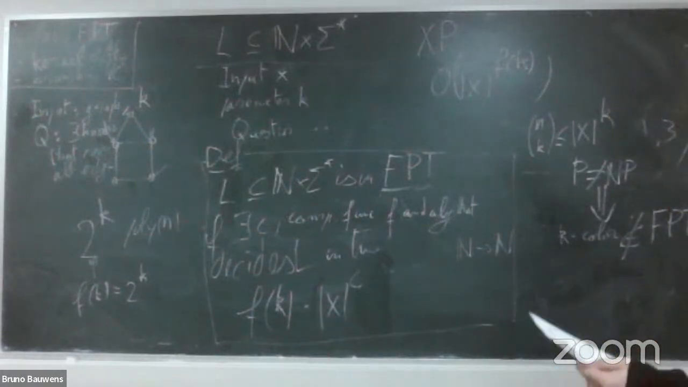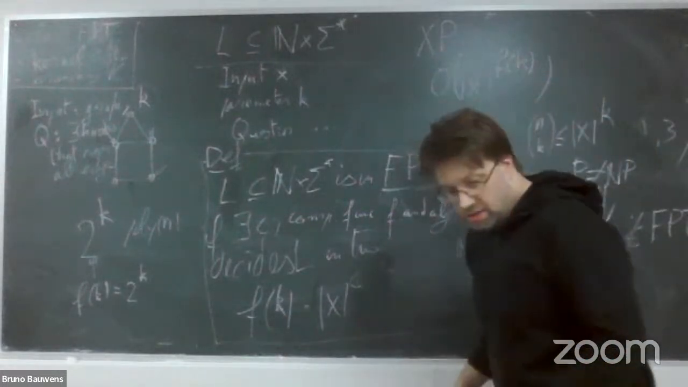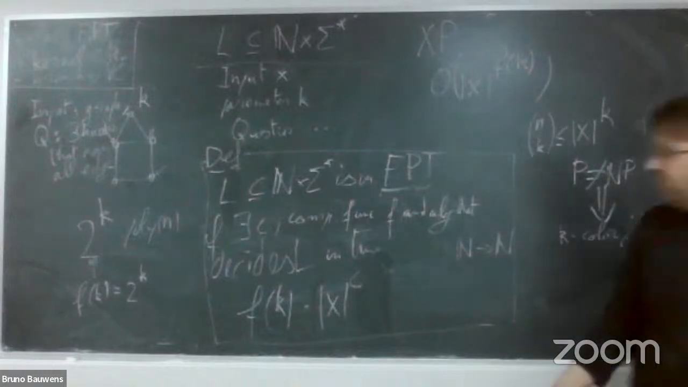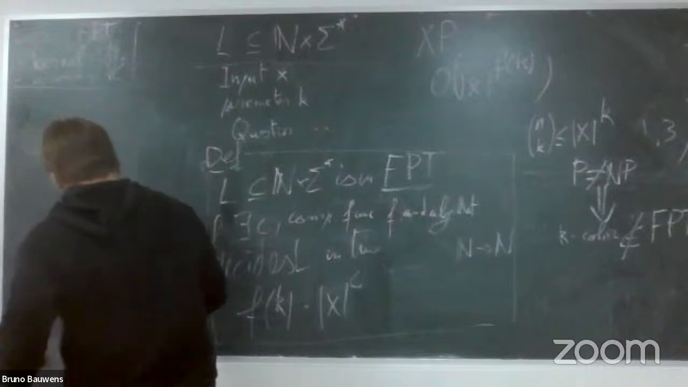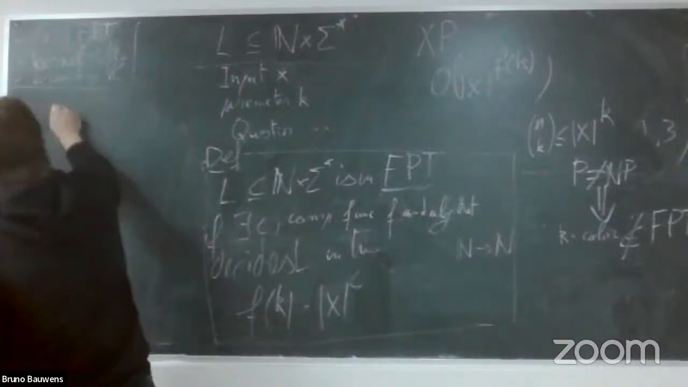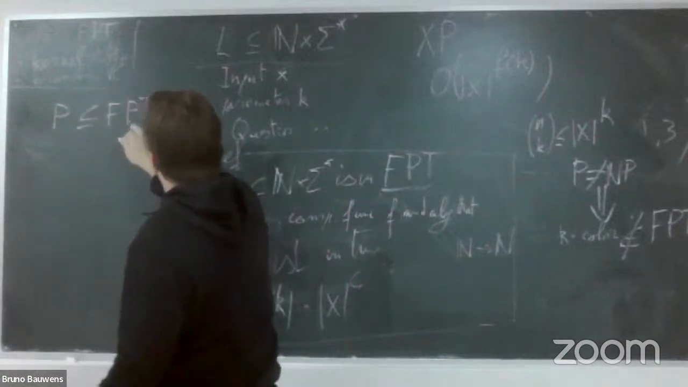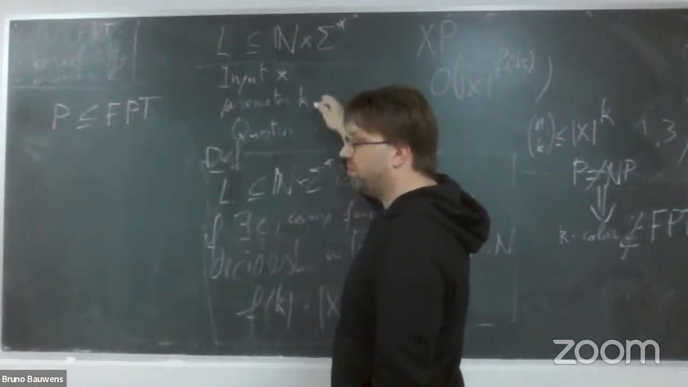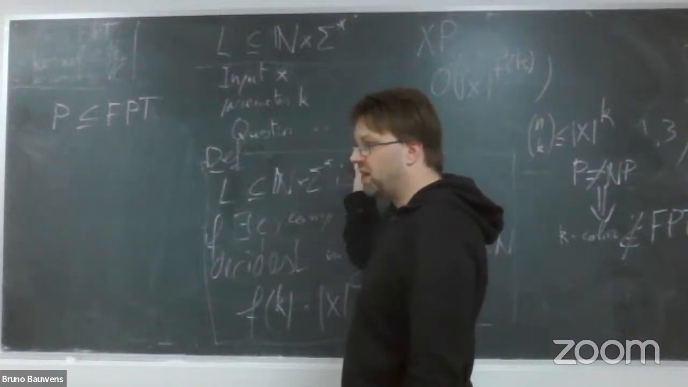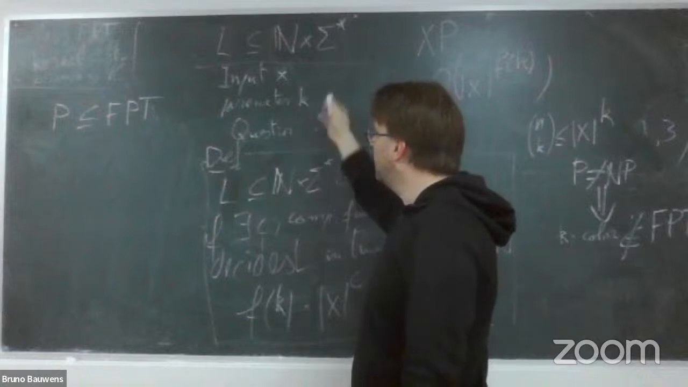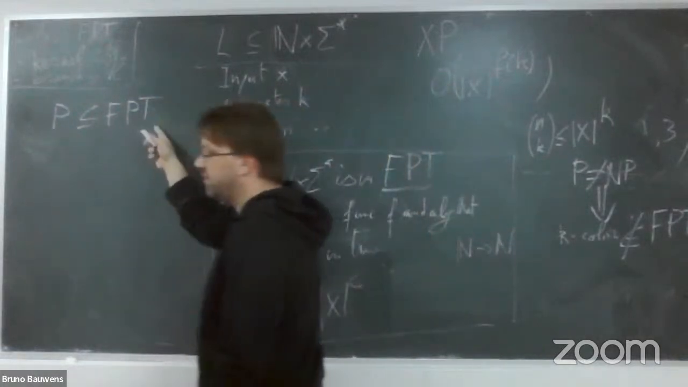Some simple observations. P is a subset of FPT. Can we understand this? There is a little formal detail: we don't have a parameter, but let's just put whatever in this parameter, like constant 1, or the X itself, or whatever we choose. We always have that this is true.